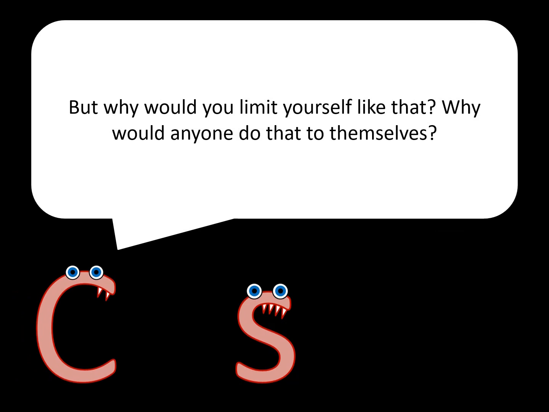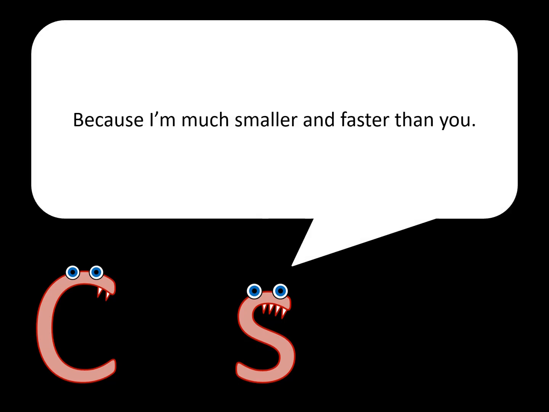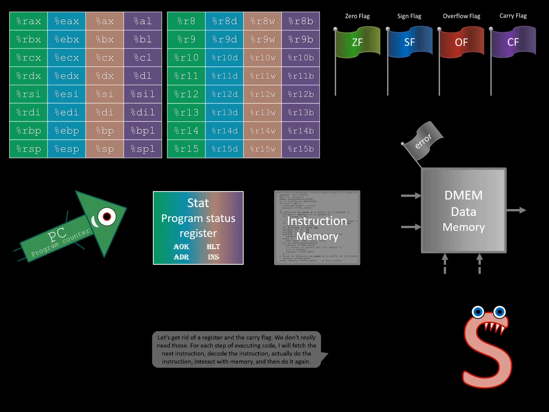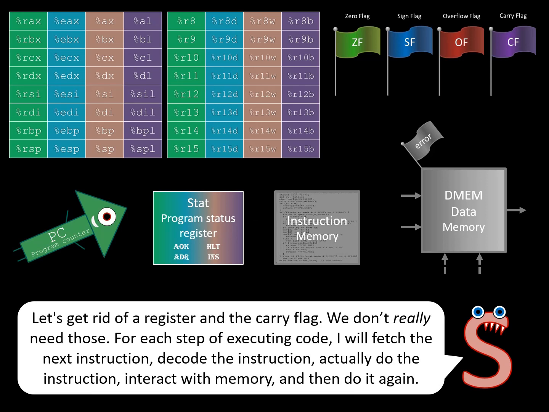But why would you limit yourself like that? Why would anyone do that to themselves? Because I'm much smaller and faster than you. Let's get rid of a register and the carry flag. We don't really need those. For each step of executing code, I will fetch the next instruction, decode the instruction, actually do the instruction, interact with memory, and then do it again.